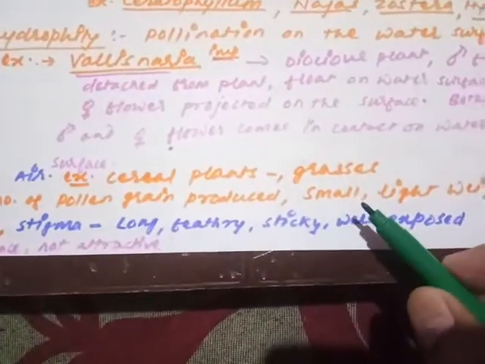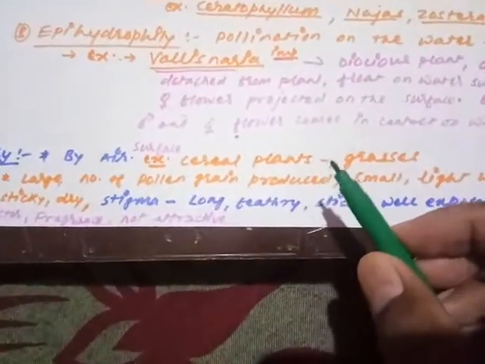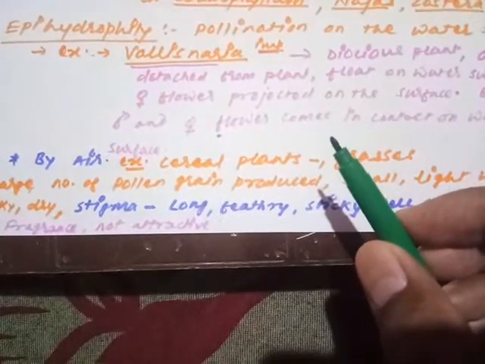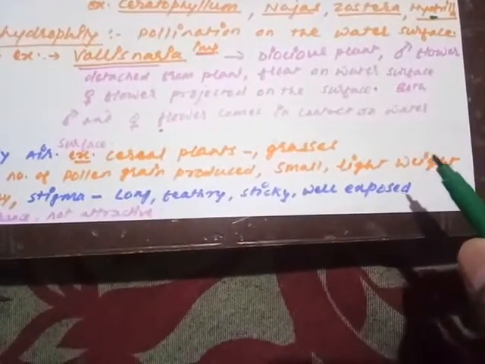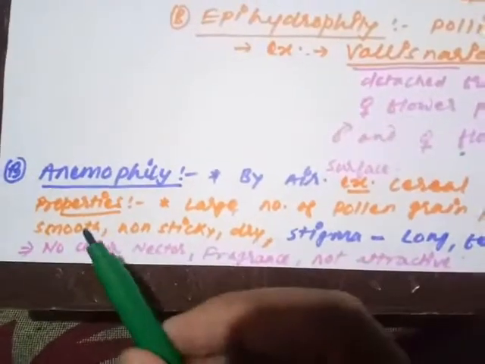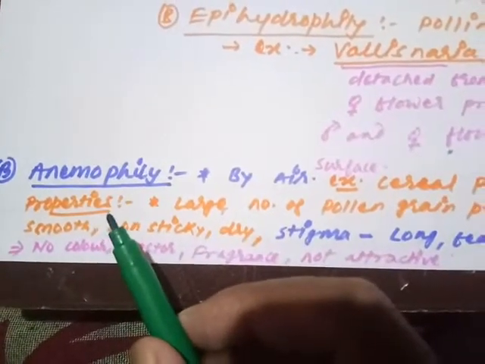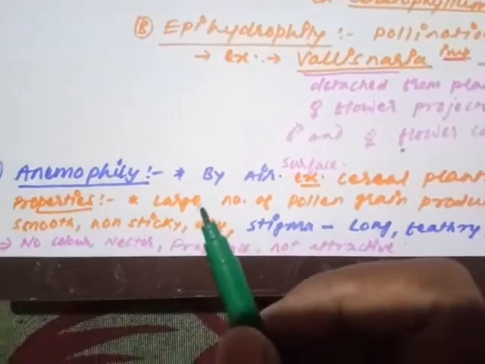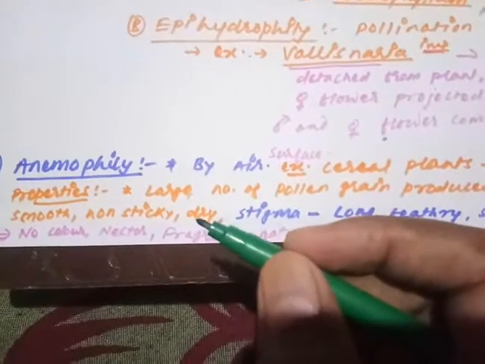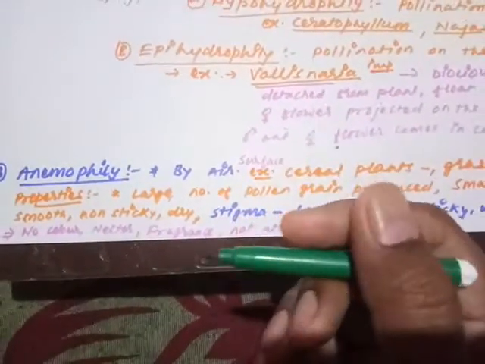The pollen grains are small in size and lightweight. What is the basic property? They produce a great number of pollen grains so that they can compensate for the loss. The pollen grains are very small and lightweight to ensure their easy movement with the help of air. They are smooth without any coating on the surface. They are non-sticky and dry in nature. Dry in nature means like a powdery substance. So what are the basic properties of the male flower?